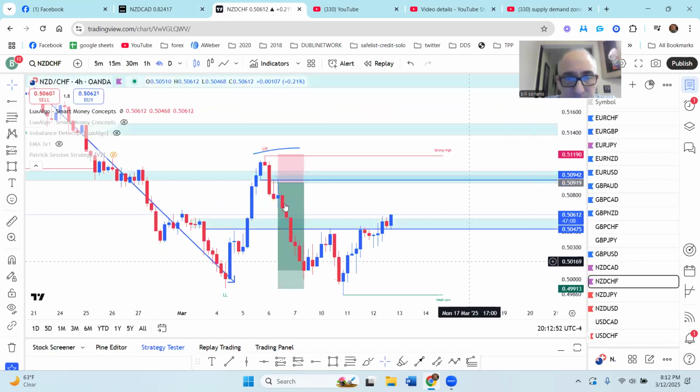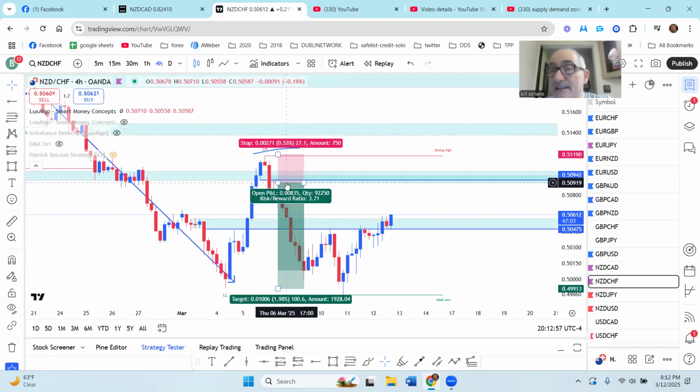NZD CHF. This was that one nice winning trade from last week. I went over this in the weekly recap for the week of March.